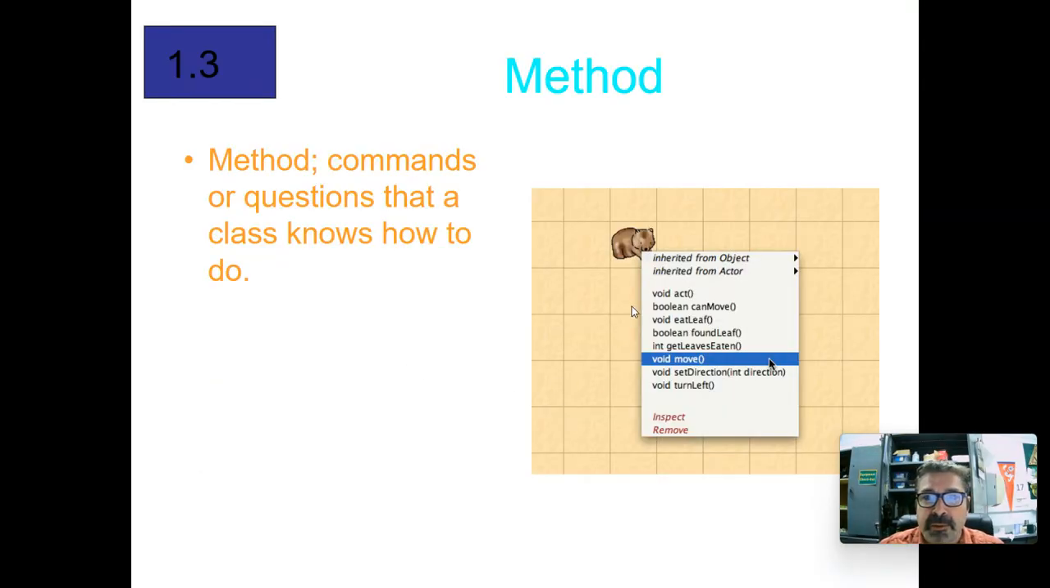All right. So if you right-click on the Wombat, you have this list of methods. The methods are commands or questions that a class knows how to do. I just have this down here. Make sure you understand this. If you don't understand this, ask me a question.